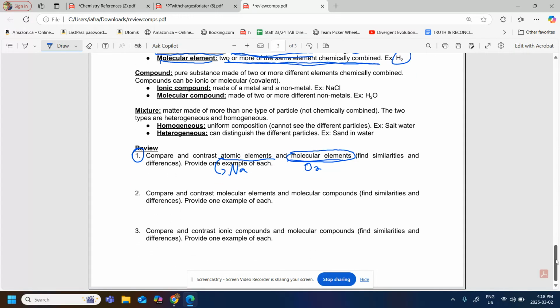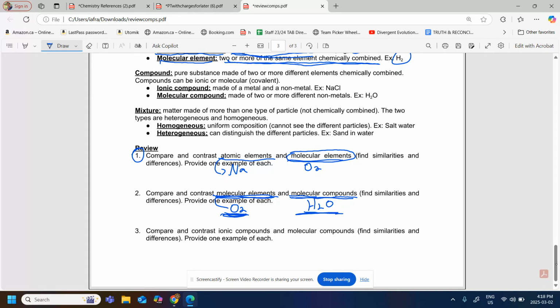Now, if we're looking at molecular elements and molecular compounds. So for a molecular element example, we already gave one in the previous question, O2, and a molecular compound, H2O. Now, something similar is that both of them, molecular, are made up of nonmetals only connected together. But the difference is that the molecular element is two of the same nonmetals, and the molecular compound is two different nonmetals connected to each other.